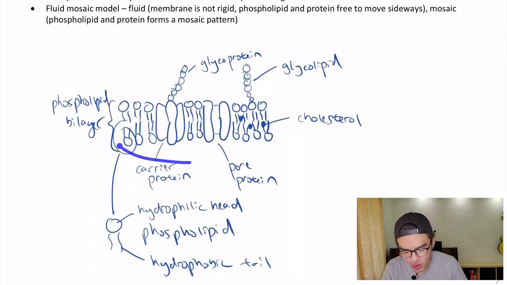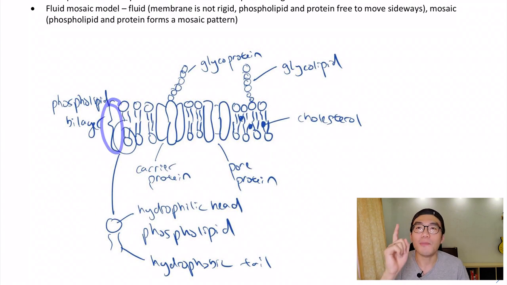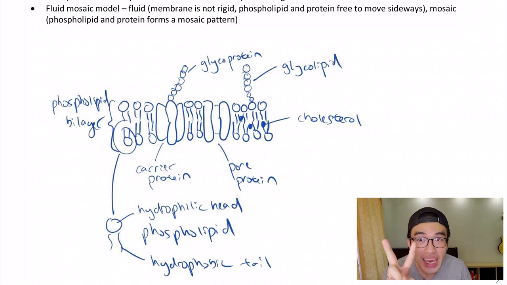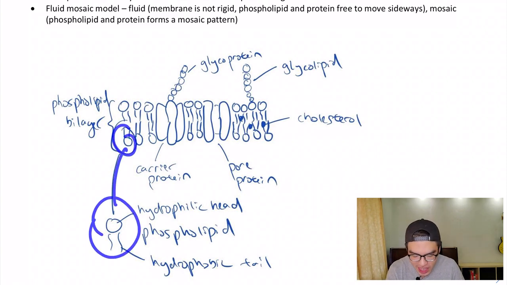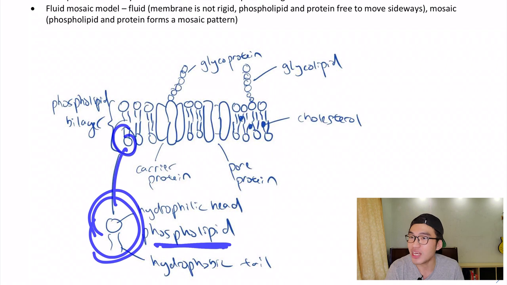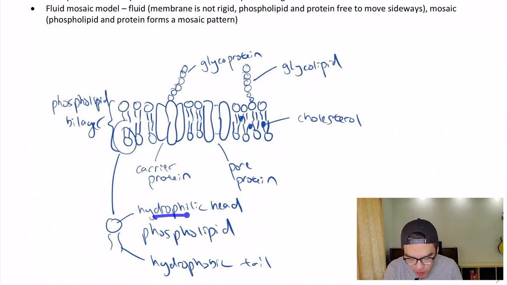Next, make sure you know how to label them. I know this is very simple, but still, you have your phospholipid bilayer. If they are pointing to both layers, make sure you are saying phospholipid bilayer, bi being two. If they are only asking for one, this thing is called your phospholipid. No bilayer, because there's no two layers here. You have your hydrophilic head, which means they love water, and you have the hydrophobic tail, means they are scared of water.